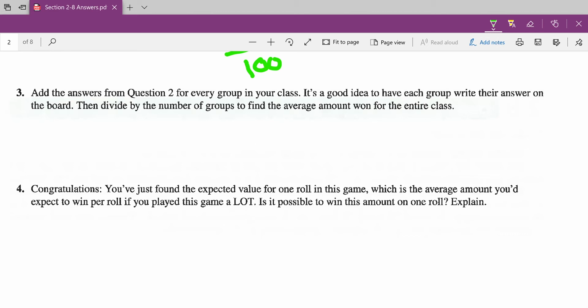The question it asks here, though, is it possible to win this amount on any one roll? Can I win exactly $3.79 on any roll? No. Why not? Because my only possibilities are either $3 or $4 on any given roll. I can't win 3.79 on one roll.